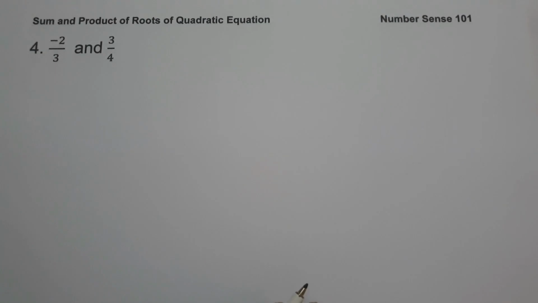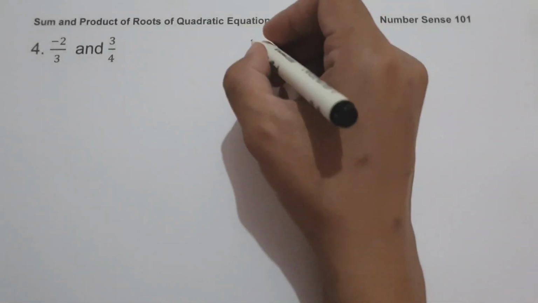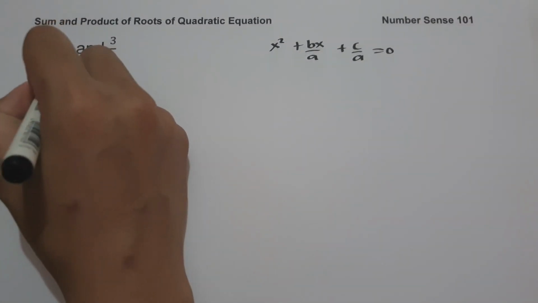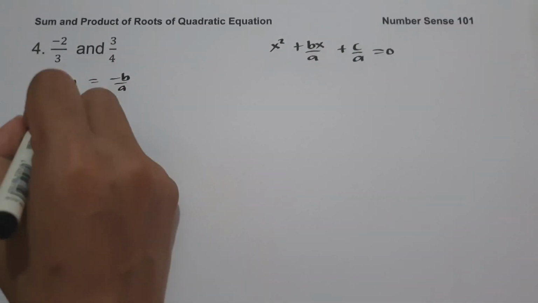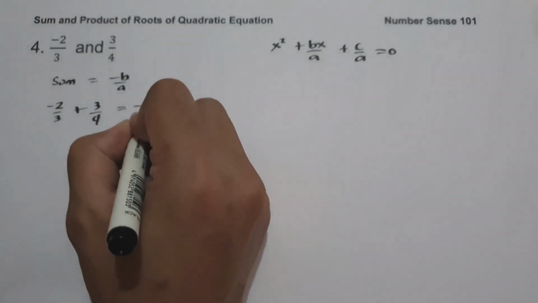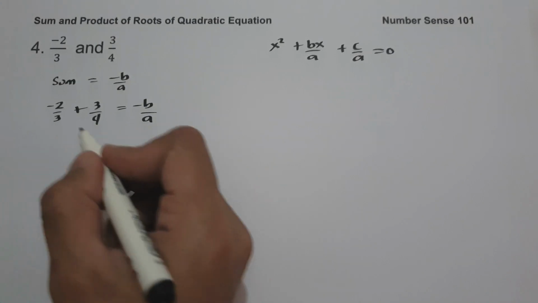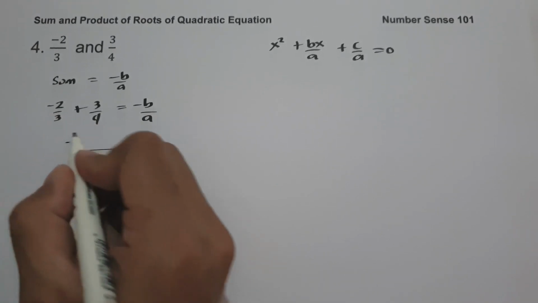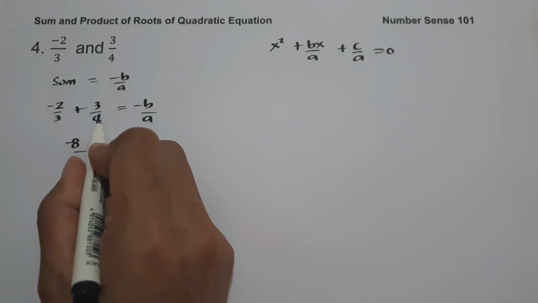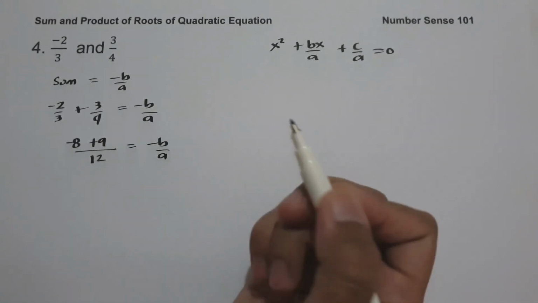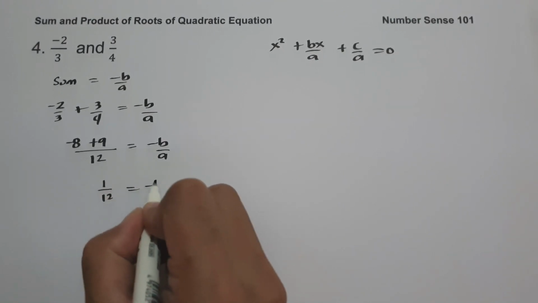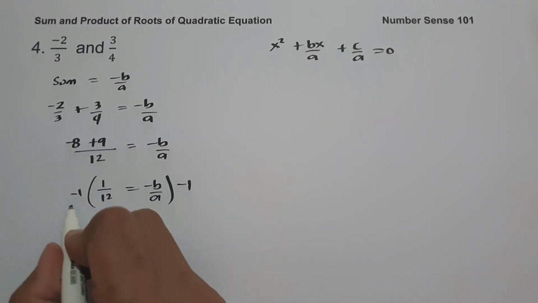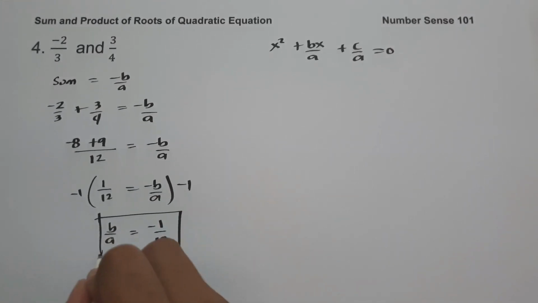On our last example, we have negative 2 over 3 and 3 over 4. So to find the quadratic equation, let us have x squared plus bx over a plus c over a equals 0. And the formula for the sum of the roots, that is negative b over a. So let us have negative 2 over 3 plus 3 over 4 equals negative b over a. And then, since we don't have the same denominator, let us find the LCM of 3 and 4, that is 12. 12 divided by 3 is 4. And 4 times negative 2 is negative 8. Then, 12 divided by 4, that is 3, times 3, that is 9, equals negative b over a. Negative 8 plus 9 is 1, divided by 12 equals negative b over a. So to find the value of b over a, let us multiply the whole equation by negative 1. So negative 1 times 1 over 12 is negative 1 over 12. This will be the value of b over a.